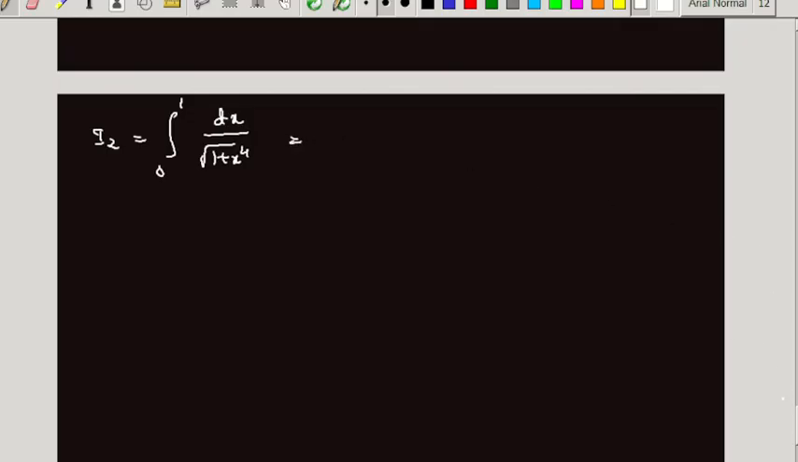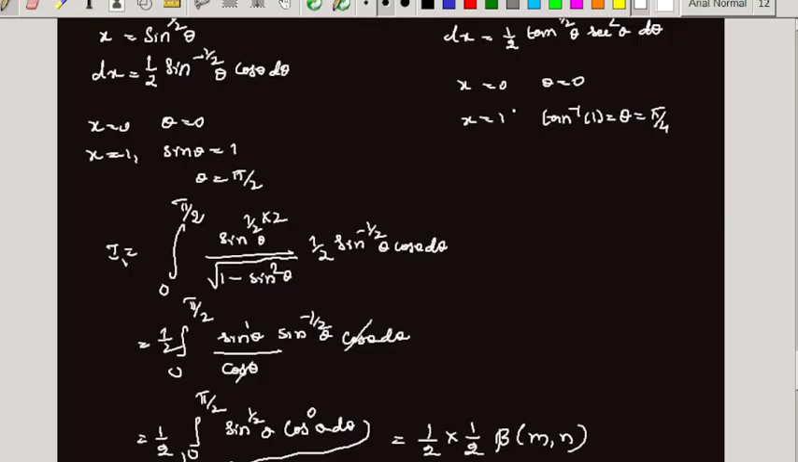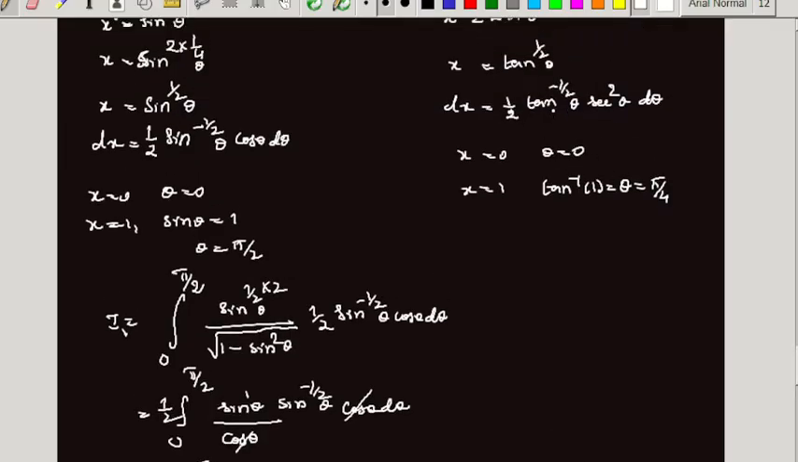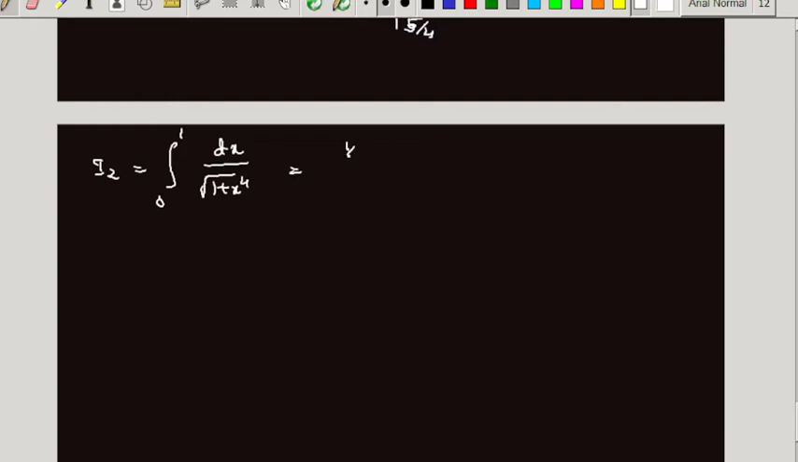So here we have simplified this one and we have written the limits. Theta is 0, theta is pi by 4, and dx is nothing but 1 by 2 into tan power minus 1 by 2 theta into secant square theta. So we substitute here 1 by 2 into tan power minus 1 by 2 theta into secant square theta. This is dx. Limit is 0 to pi by 4, and square root of 1 plus x power 4 is tan square theta.